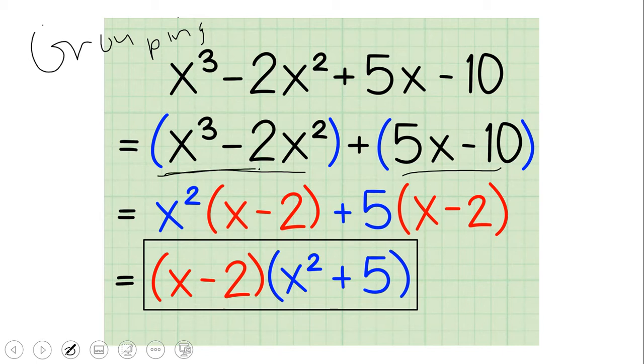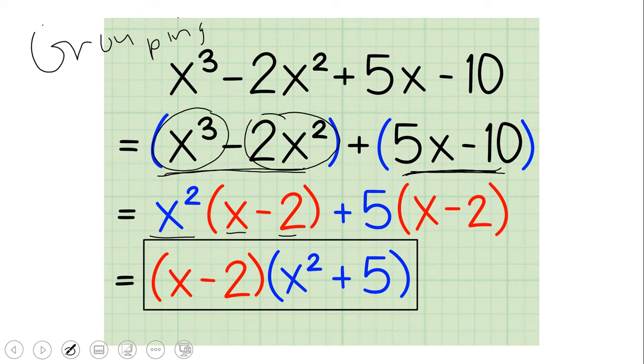So the greatest common factor of x cubed minus 2x squared is an x squared. If you factor an x squared out of an x cubed, you're left with an x. If you factor an x squared away from a negative 2x squared, you're left with a negative 2. Factor a 5 out of each of these.